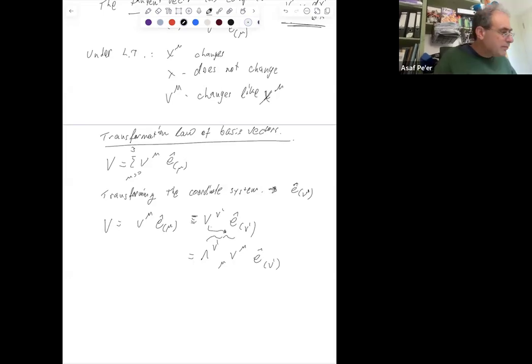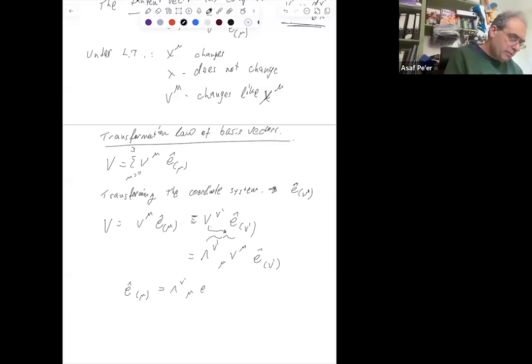Now, this is true for any components, any vector. I did not specify which one. Which means that I can write down E mu. This is the old basis, is lambda nu prime mu E nu prime. So we get the old basis, right? Without the prime, written in terms of the new basis.